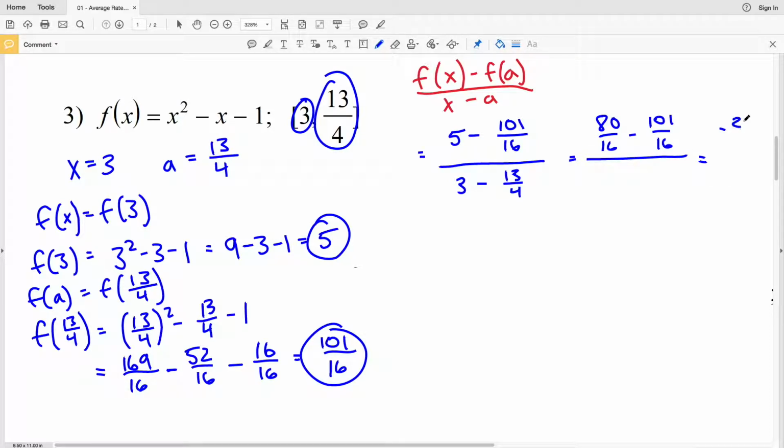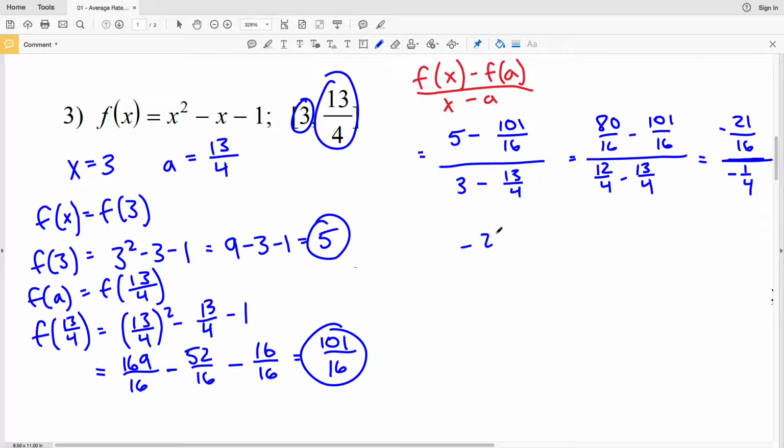So that will be negative 21/16 as my numerator. And then in my denominator, I'm going to multiply my 3 by 4 over 4. So I'll get 12/4 minus 13/4, which 12 minus 13 is a negative 1. So that will be negative 1/4. Dividing by a fraction is the same as multiplying by that flipped fraction, or that reciprocal.